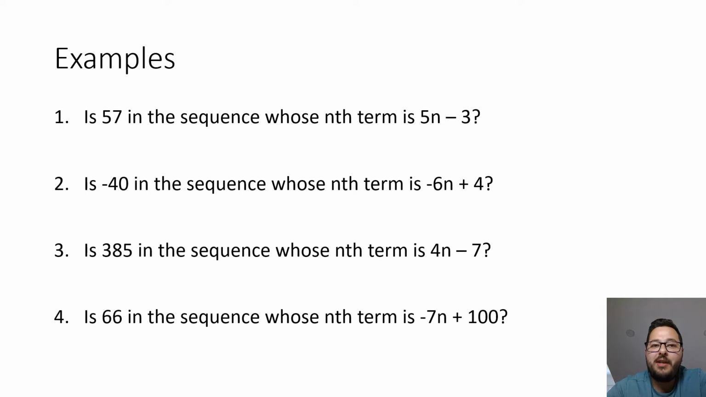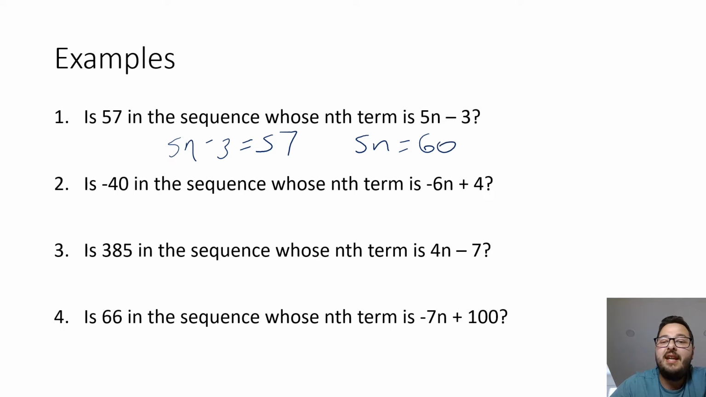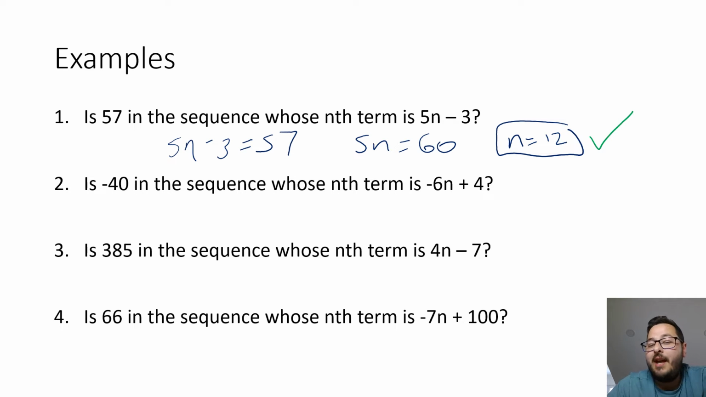Okay, so another few questions. Feel free to pause the video, have a pop at these. Otherwise, we shall do them together. Okay, so number 1, is 57 in the sequence whose nth term is 5n minus 3? So we just do 5n minus 3 is 57. Add 3 to both sides, so you're going to end up with 5n equals 60. And then divide by 5, you get that n is 12. And because that is a whole number, we're sorted.